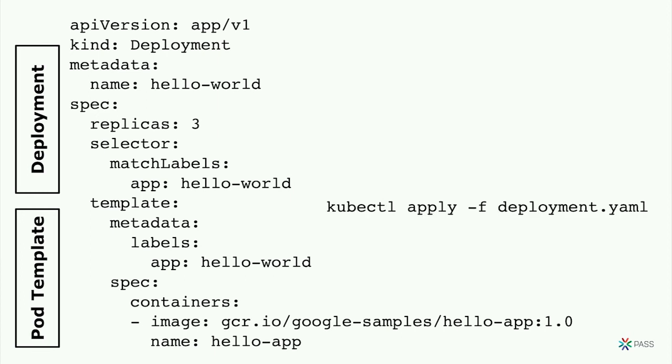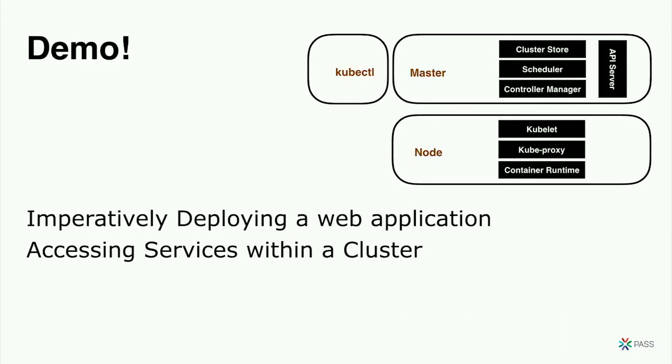I write that stuff into a text file. I save it into something like deployment.yaml. I say kubectl apply -f, and I feed that into the API server, and Kubernetes goes and makes this happen. By the time I hit enter, a few seconds later, we'll have 3 copies of our app up and running with a load balancer and all this fun stuff. So let's go ahead and do that. We're going to imperatively deploy an application into our cluster, and we're going to access those services.